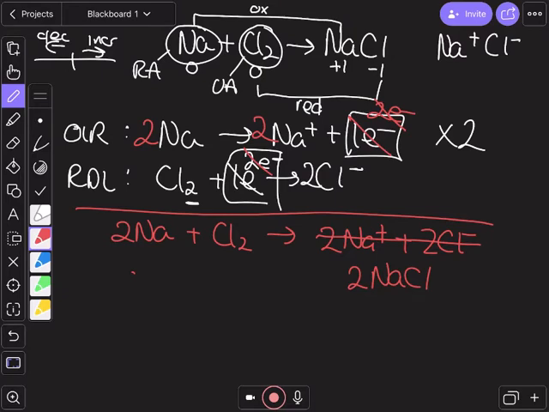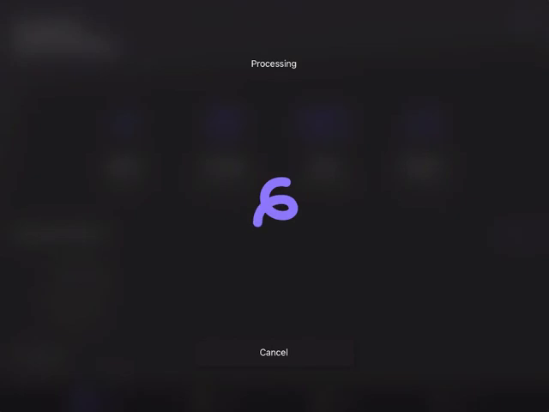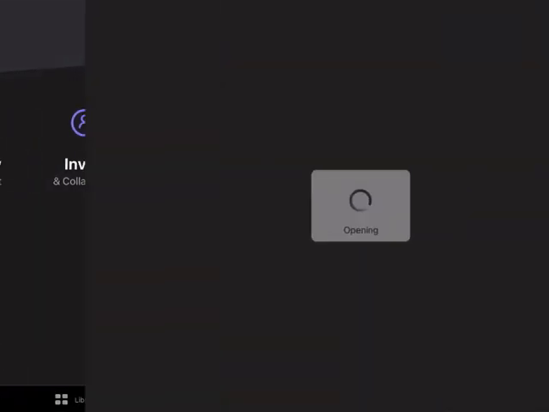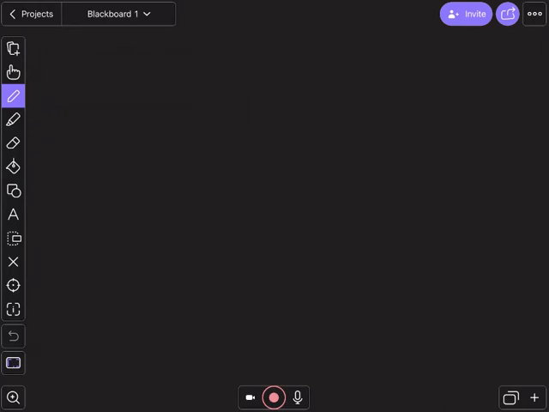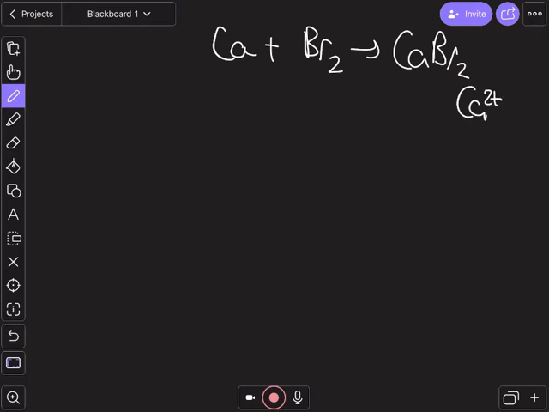Harriet, are we happy to try the second one? You guys are going to try the second one. So I'm just going to change my board. So the second one has calcium plus bromine goes to CaBr2, and this will come to calcium 2 plus and Br minus.